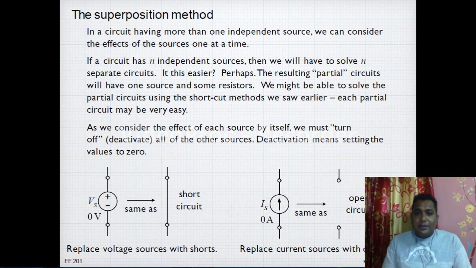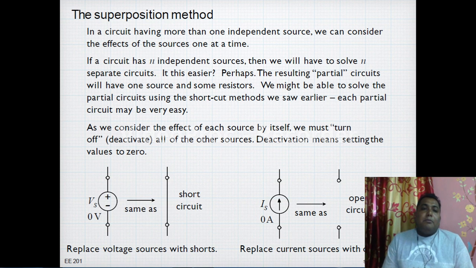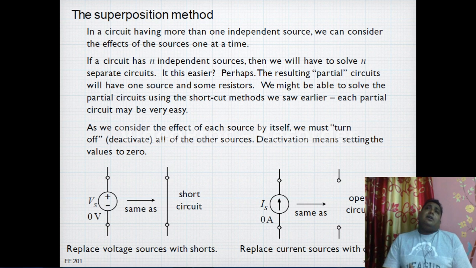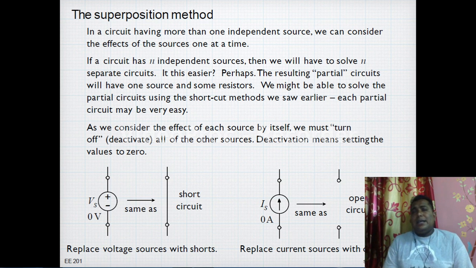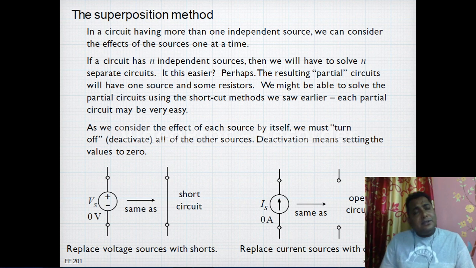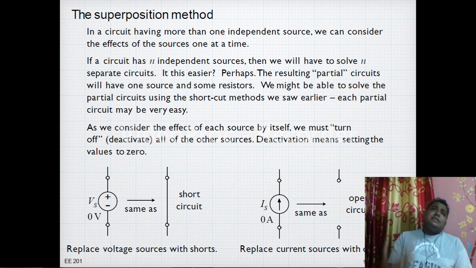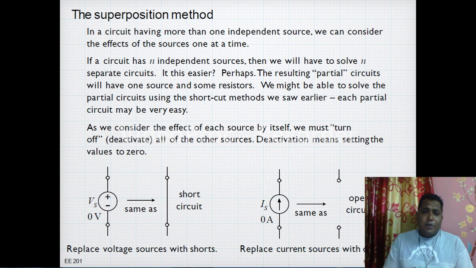Okay, if a circuit has n independent sources, then we will have to solve n separate circuits. Is it easier? Perhaps. The resulting partial circuit will have one source and some resistors. We might be able to solve the partial circuits using the shortcut method we saw earlier. Each partial circuit may be very easy. So that means, as written there, if a circuit has n sources, we have to consider one source at a time, and in this way we follow n steps for solving this kind of problem.